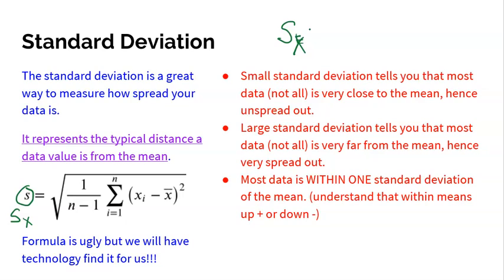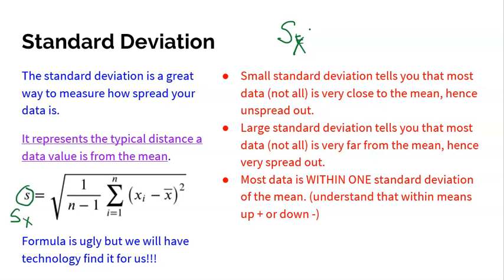Now, keep in mind, this formula is really ugly, and it might not make a whole lot of sense to you. I'm going to go over how to actually do it in class, but I don't want you to memorize this formula at all. All I want you to understand is what it means, because we're going to use our calculators to find the standard deviation of data for us. But what I do want you to remember is what's in magenta there, pink maybe, is what the standard deviation represents. It represents the typical distance a data value is from the mean.